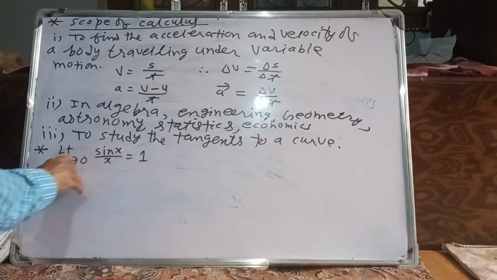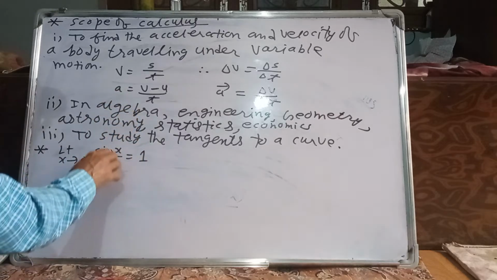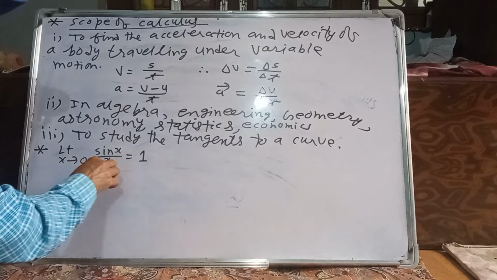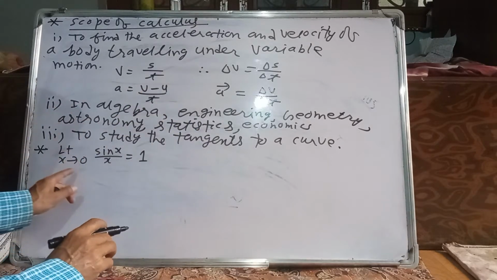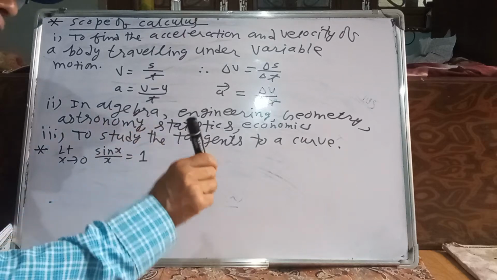If x is 0 directly, sin x means sin 0 by 0. Sin 0 is 0, x is 0. 0 by 0 is infinite. Actually 0 by 0 is infinite. But x tends to 0 means x is not 0.